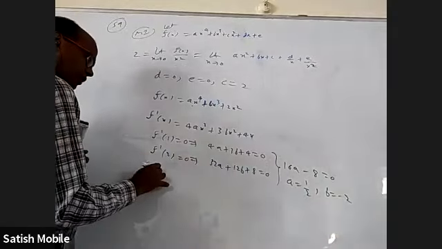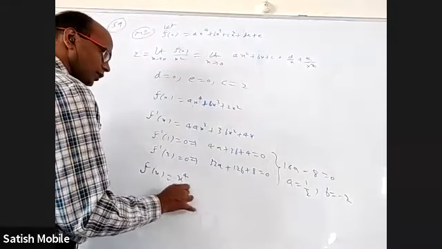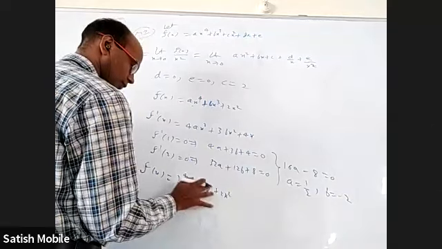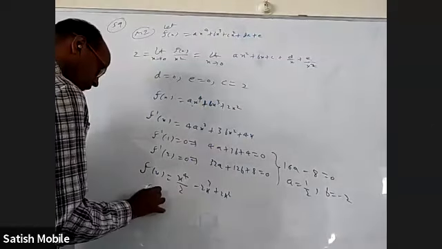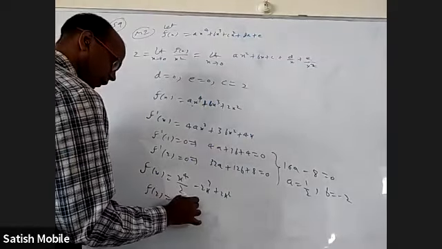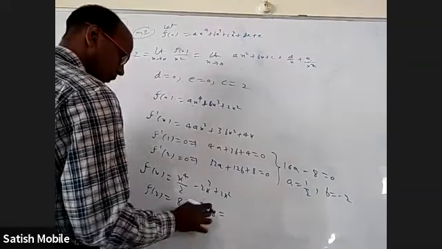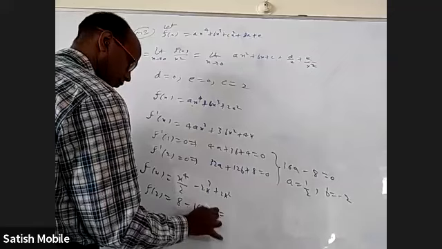So your f of x is x power 4 by 2 minus 2x cube plus 2x square. So now f of 2 will be 8 minus 16 plus 8. No, plus 8. 0.